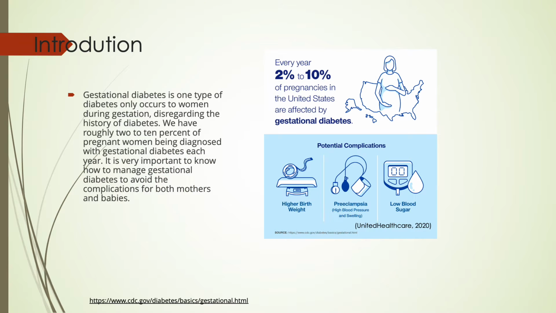We start with the introduction. Gestational diabetes is one type of diabetes that only occurs in women during pregnancy. It doesn't matter if they had a history of diabetes or not. Roughly 2 to 10% of pregnant women are diagnosed with gestational diabetes each year. So it's very important to know how to manage gestational diabetes so we can have healthy moms and babies.